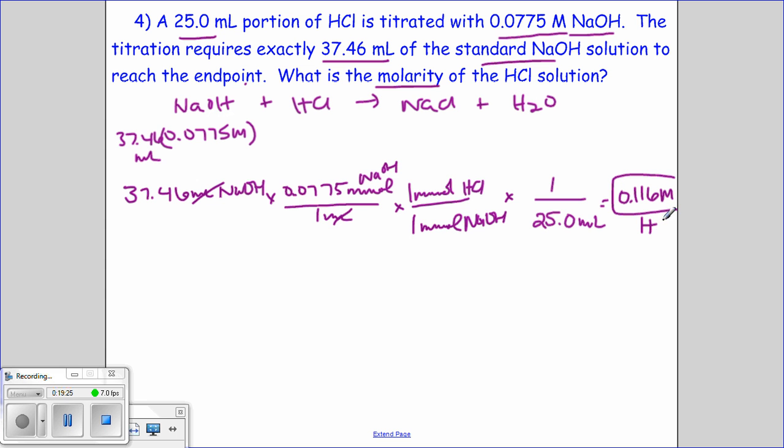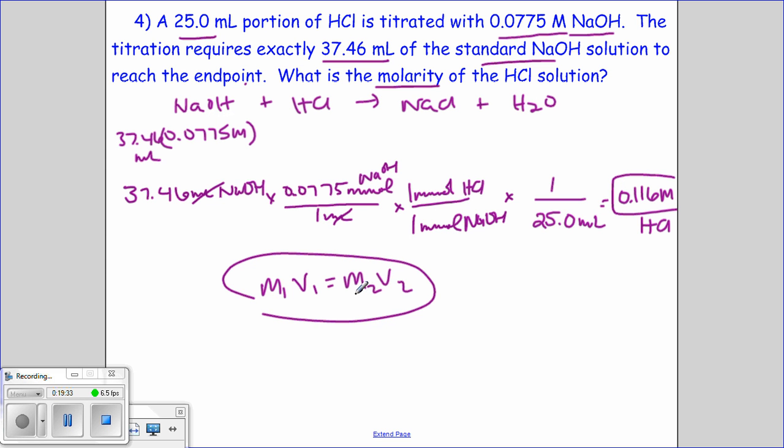So that's pretty easy. And if you remember, if you have a 1-to-1 mole ratio, in this case we do, you can actually use the M1V1 equals M2V2 dilution equation. Just make sure you group together the appropriate numbers and you will get exactly the same number.